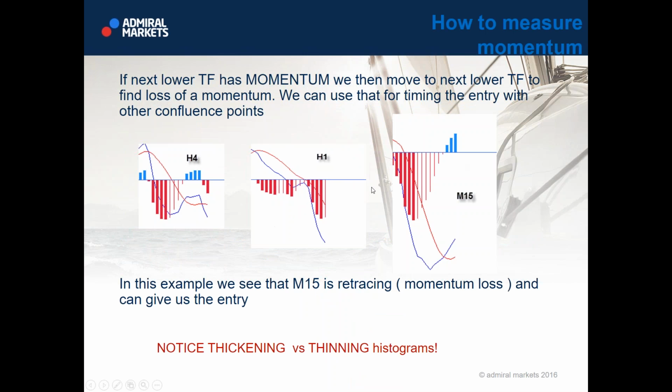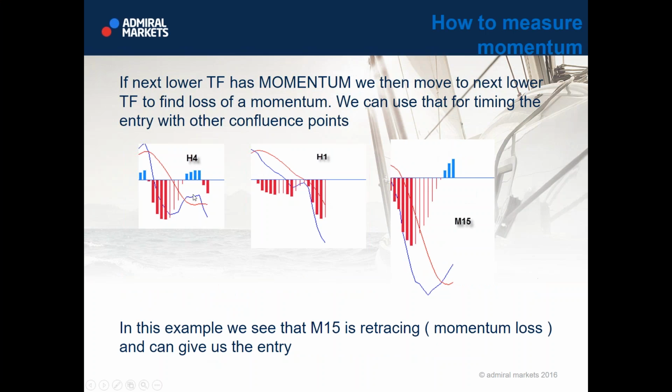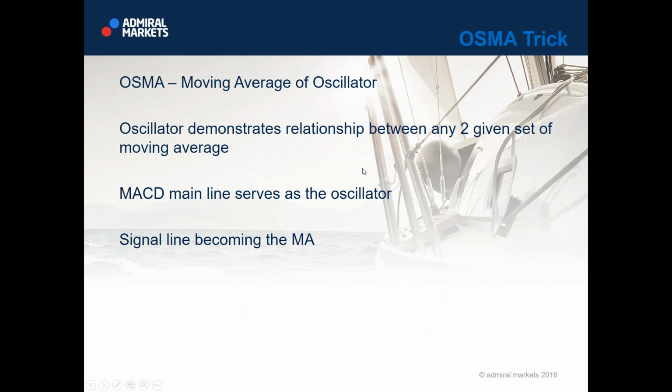But actually that is how we, so you see 4 hour is showing thick histogram, 1 hour is thinning histogram, M15 is retracing. Look at this. So notice thickening versus thinning histograms. Once you spot a retracement, that is your time frame entry, okay, because you want to trade pullbacks. So this is trend, this is momentum, this is pullback. So with the MACD, we are able to align trend, momentum, and retracement. Okay? So this is how it looks like.